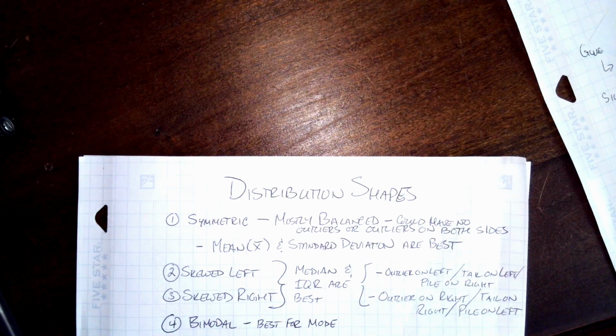Skewed right is the opposite. Skewed right, you have an outlier on the right, the tail on the right, or a pile of data on the left. Personally, I tend to focus more on the tail side to see which way the data is being pulled, which way it's being skewed.